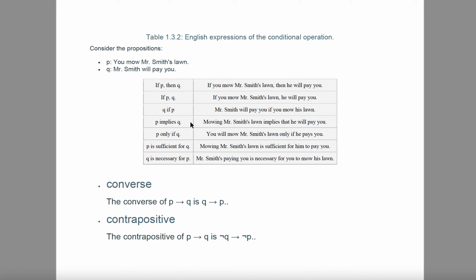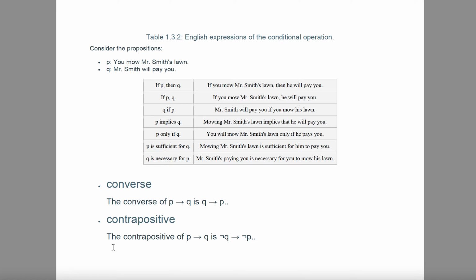P only if Q: you will mow Mr. Smith's lawn only if he pays you. P is sufficient for Q: mowing Mr. Smith's lawn is sufficient for him to pay you. Q is necessary for P: Mr. Smith's paying you is necessary for you to mow his lawn. These are all English expressions, and this is how you would define them if we decided to go with English expressions.